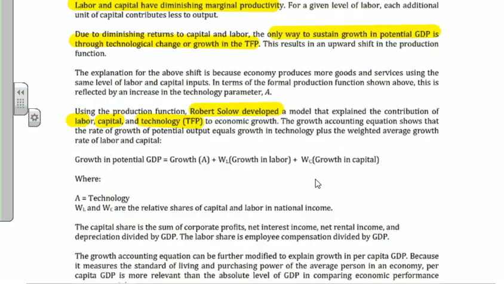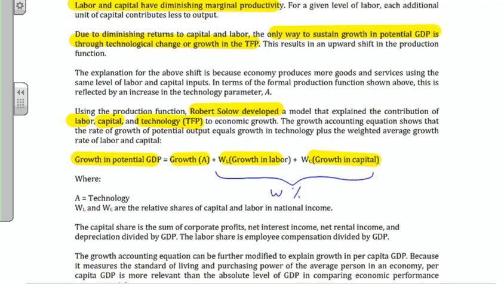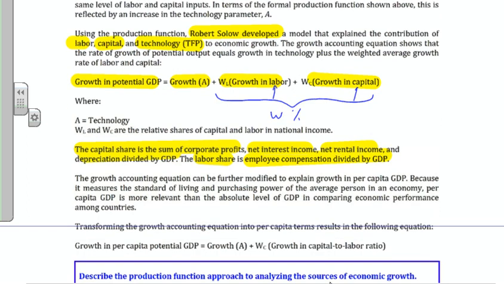And what is he saying? The growth of potential GDP is equal to the growth of technology, plus the growth of labor and capital, each with its weighting. W and W are the weightings: when you look at your particular productive process, how much of it, in percentages, is related to labor and then capital. The capital share is the sum of corporate profits, net interest income, net rental income, and depreciation, divided by GDP. The labor component is just employee compensation, that's its cost, divided by GDP.